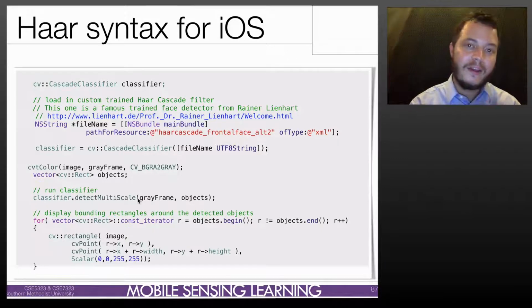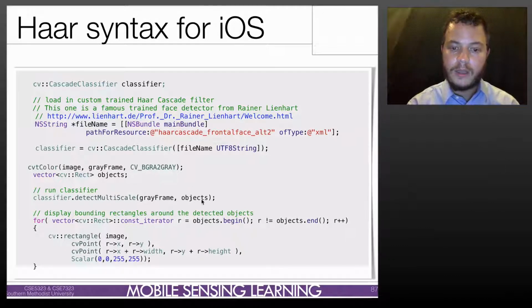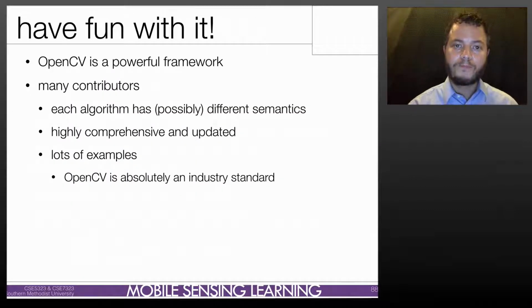So detect this at different scales of the image, right? I'll give it the grayscale image, and I'll give it something to save the objects that it finds in. It's just a vector of rectangles. Then I can iterate through all of those rectangles and draw a rectangle on the image around wherever I detect whatever that Haar cascade has been trained to detect, right? Using this framework, it's very easy to find an XML file, load it up, and actually detect anything that has been trained, right?